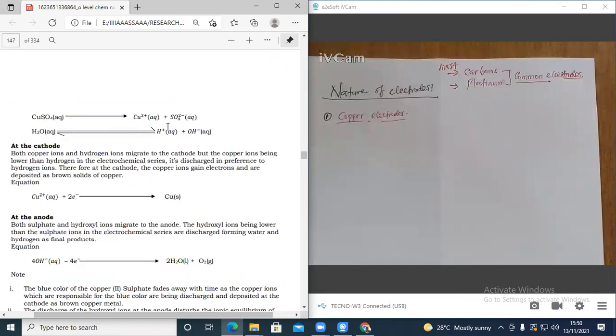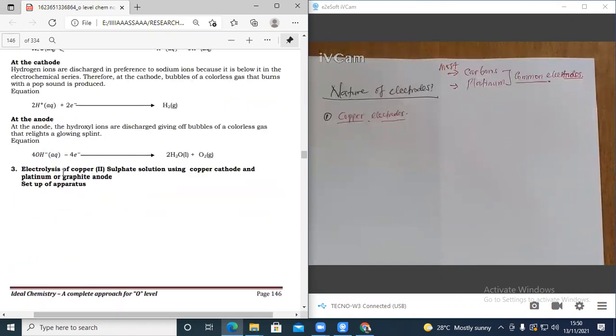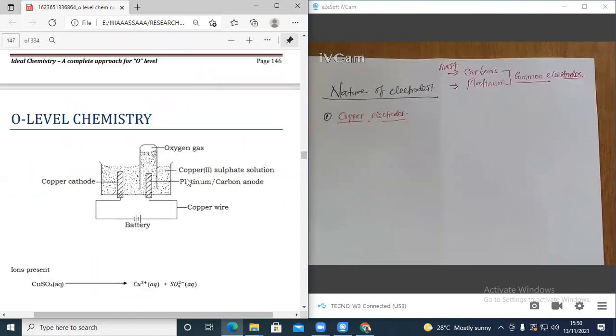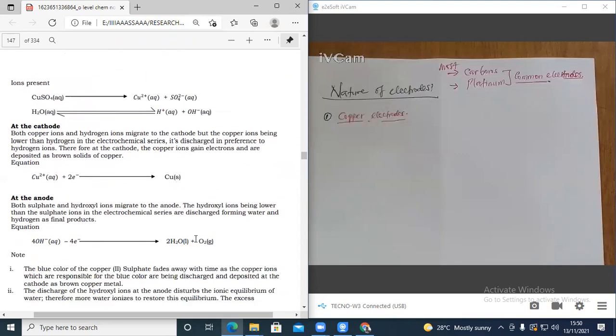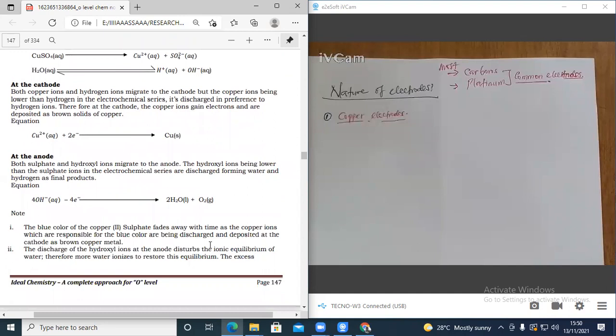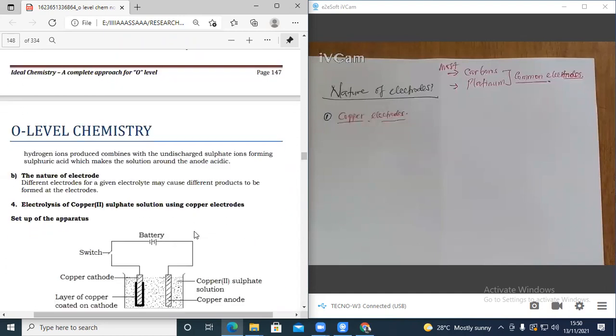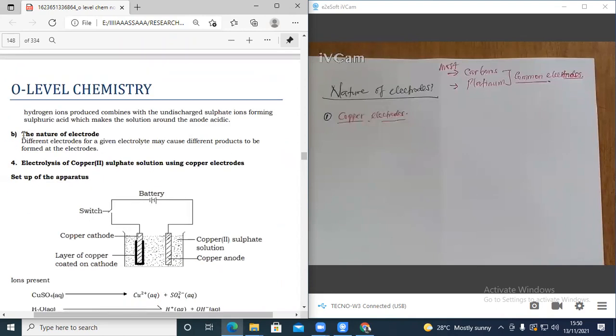Let's look at this first one before we go there. This is electrolysis of copper sulfate solution using a copper cathode and a platinum or graphite anode. This is at the cathode, this is at the anode. That one is okay. We looked at them and we found copper deposits and oxygen gas at the end of the day. But now here, when they make a mistake of changing these electrodes, and they've used only copper electrodes everywhere, this is what's going to happen.